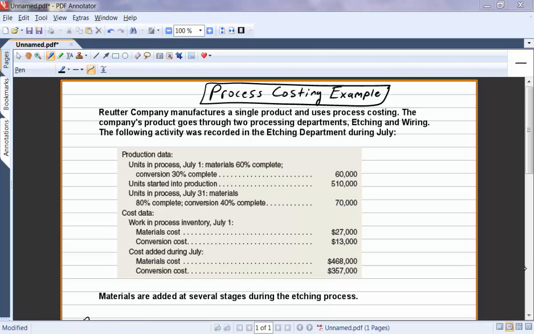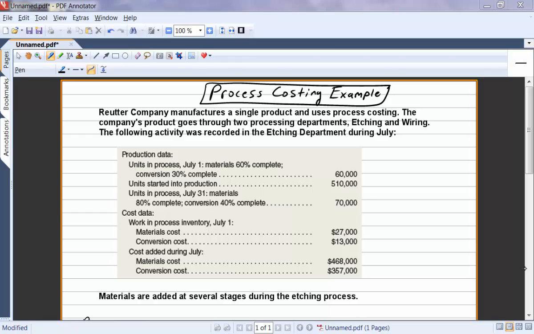Now, here's an example where a company manufactures a single product and uses process costing. This product goes through 2 processing departments. So we have the etching department and the wiring department. And they give us some data regarding what happened in the etching department during July.